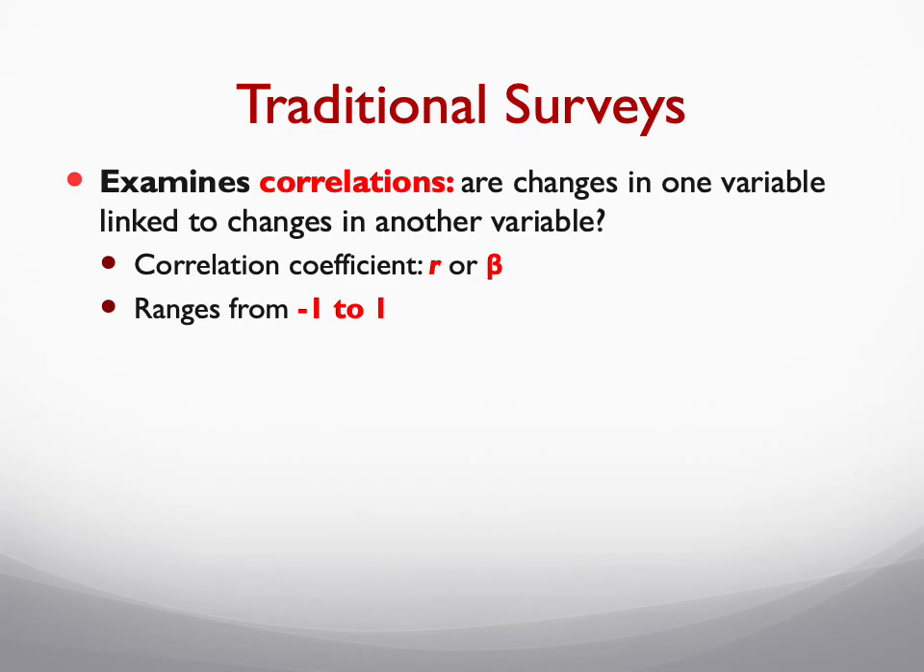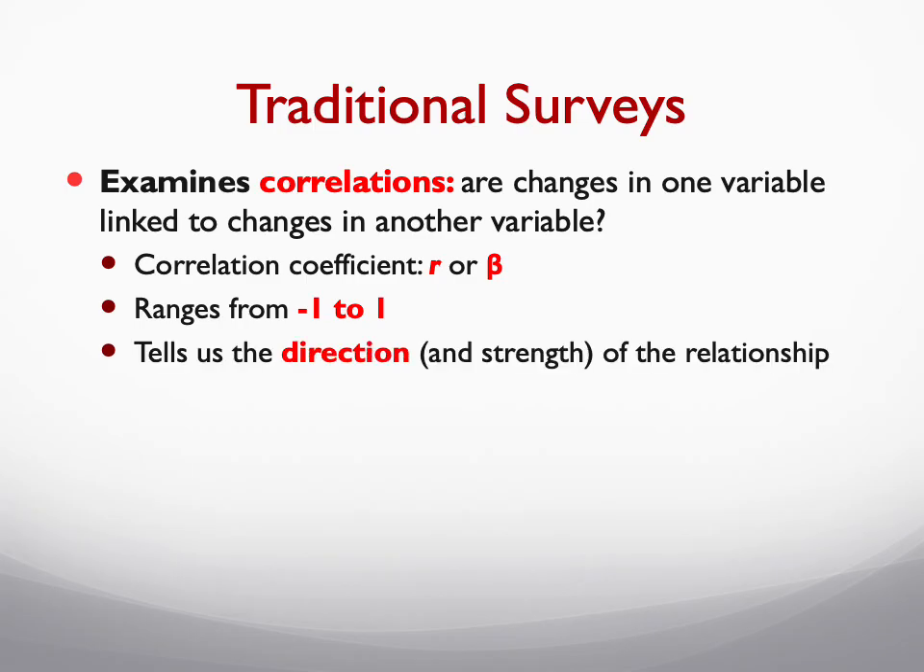Both of these values are going to range from -1 to 1. And so when I'm interpreting a correlation coefficient, this number in this range between -1 and 1 is going to tell us about the direction and the strength of a relationship between the variables of interest. So in this case, the relationship between TikTok use and mood.